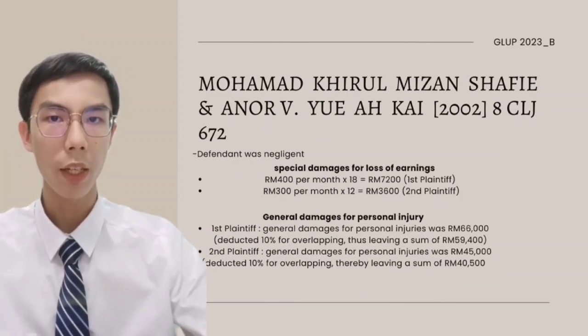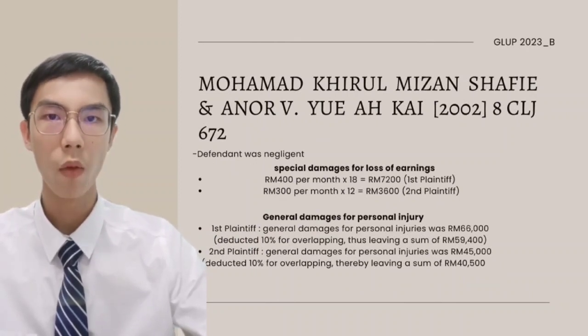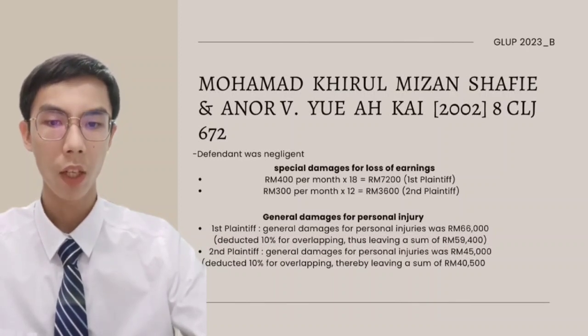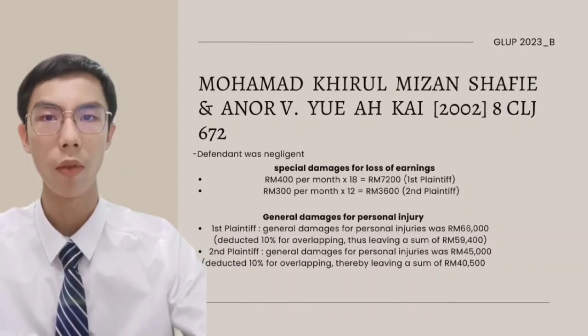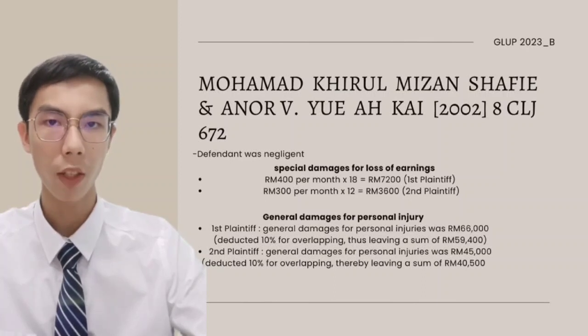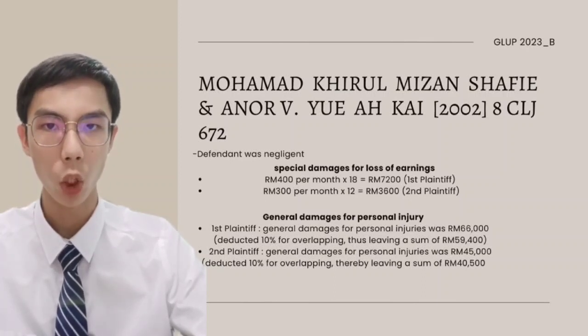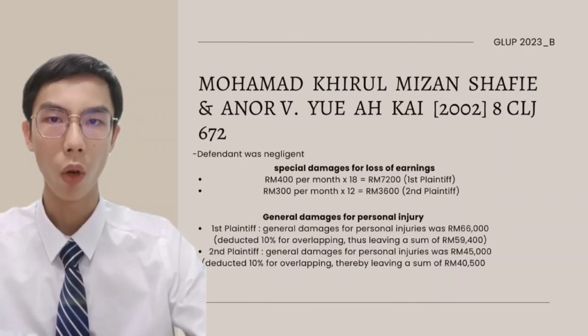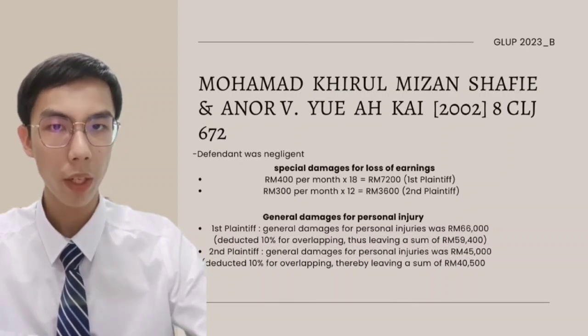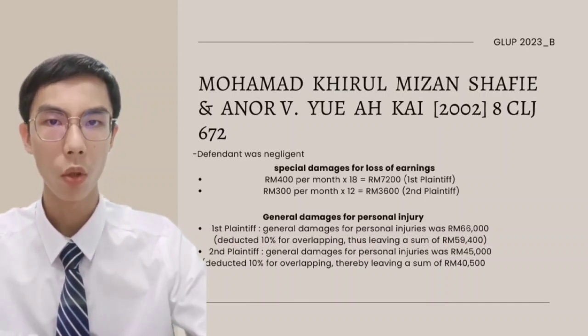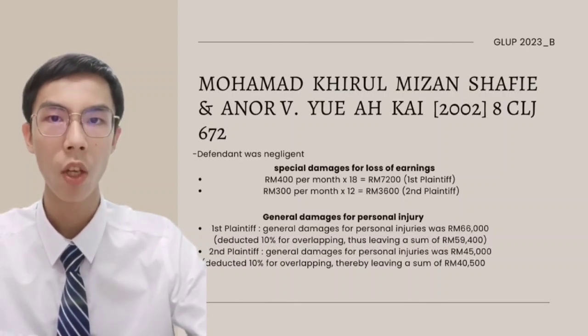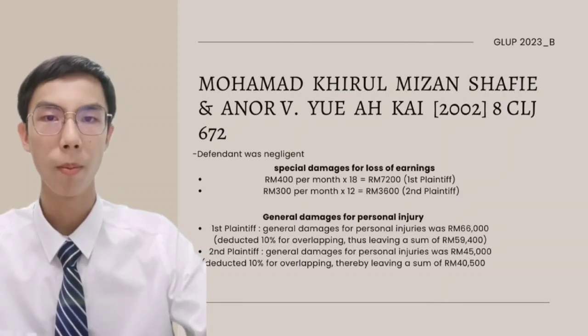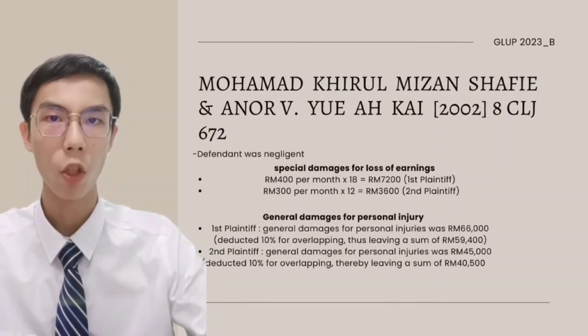We may look at the case of Muhammad Khairul vs. Yue Kai for further illustration. In that case, in succeeding in their claim in negligence against the defendant, the High Court awarded the first and second plaintiffs general damages for personal injury, but also special damages for loss of future earnings due to the accident. So, in our case, Raj can not only claim general damages for personal injury and pain and suffering, but also special damages for loss of future earnings due to him being involved in the accident. But for special damages, Raj must specifically plead the exact loss suffered.